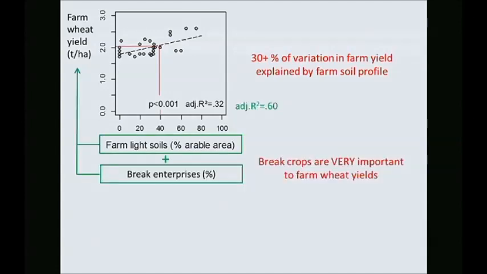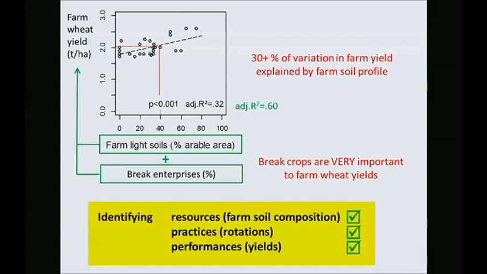And when you add break crops in the models, it becomes very significant, a much stronger relationship, showing that, first of all, yes, break crops are very important to farm wheat yield. We knew that, but so that shows it again. And for those who do social sciences, I think you will appreciate the R-square here.